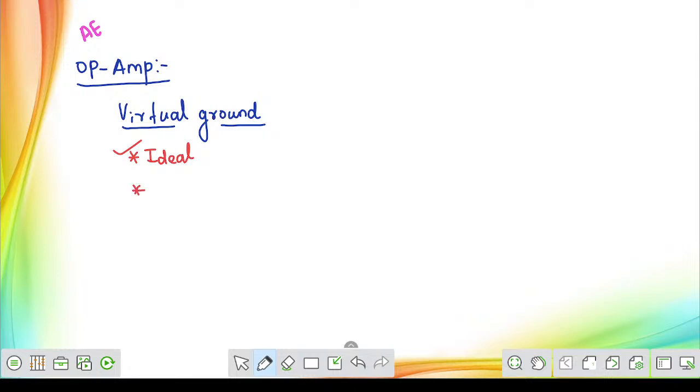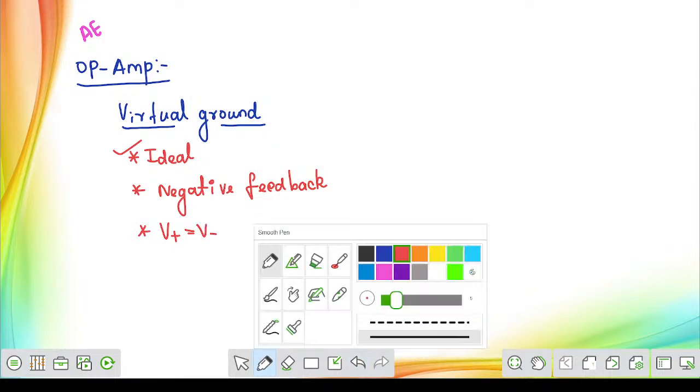And the second thing, you will have to cross examine whether the negative feedback is given or not. That is another most important point while applying the concept of virtual grounding. After identifying these two, what can you take? You can consider that the voltage available across the non-inverting terminal and the voltage available across the inverting terminal are always equal to each other. So by applying this concept, you can easily solve any type of question from operational amplifier.